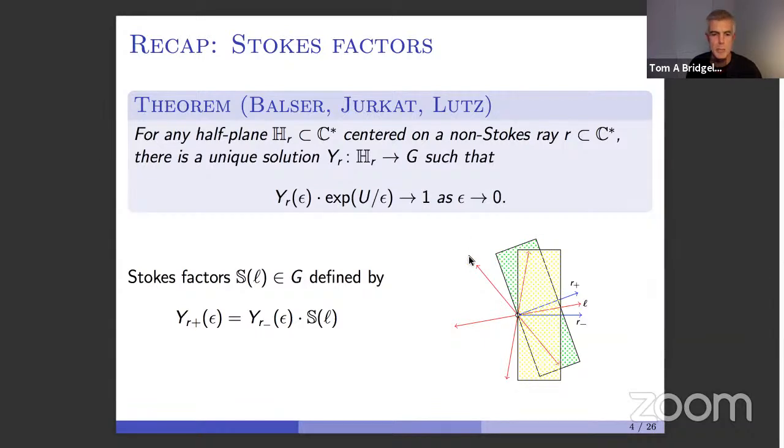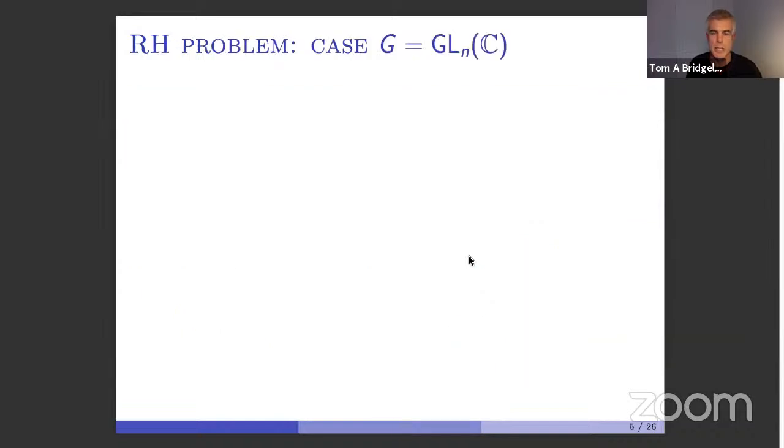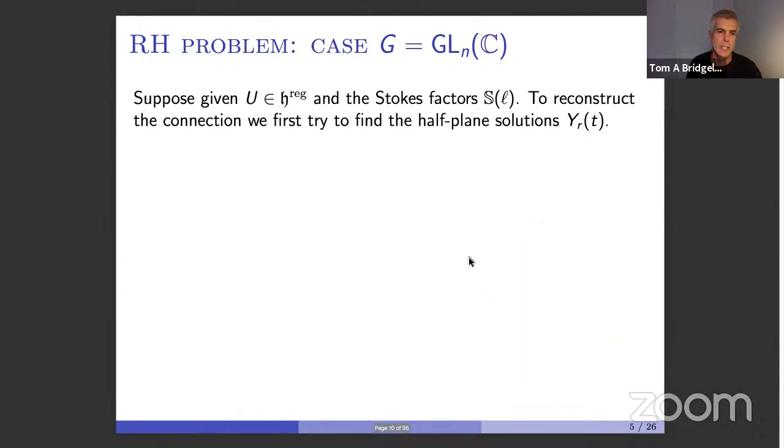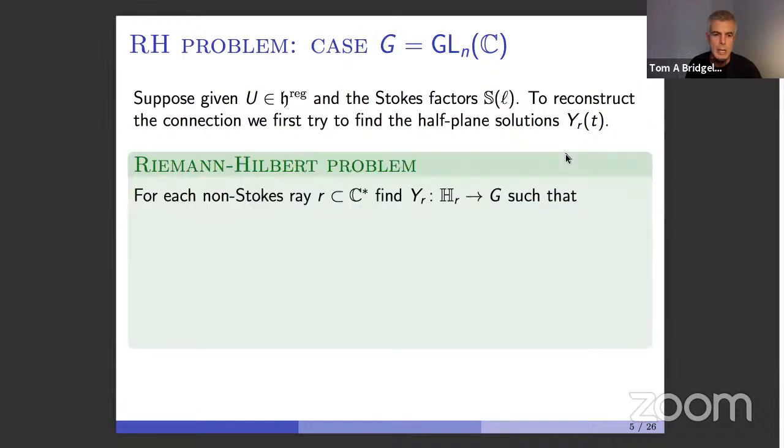That's where this Riemann-Hilbert problem comes in. Again, we're considering this finite dimensional case first. Exactly what I've just been saying, suppose we have the leading term and we have these Stokes factors. How do we get the connection? Well, more than just the connection, we actually try to get these canonical solutions. And then of course we can just differentiate them to get the connection. And that should be an epsilon. So what we do is we basically just try and construct these solutions.